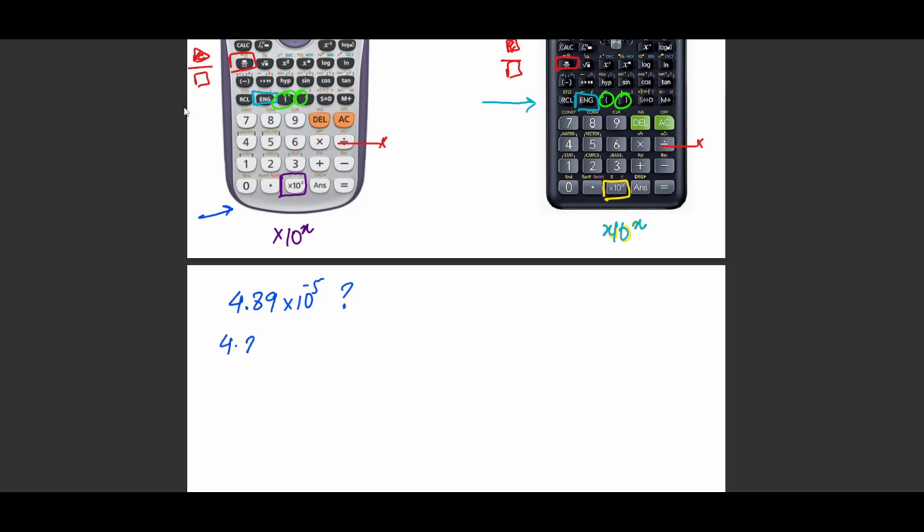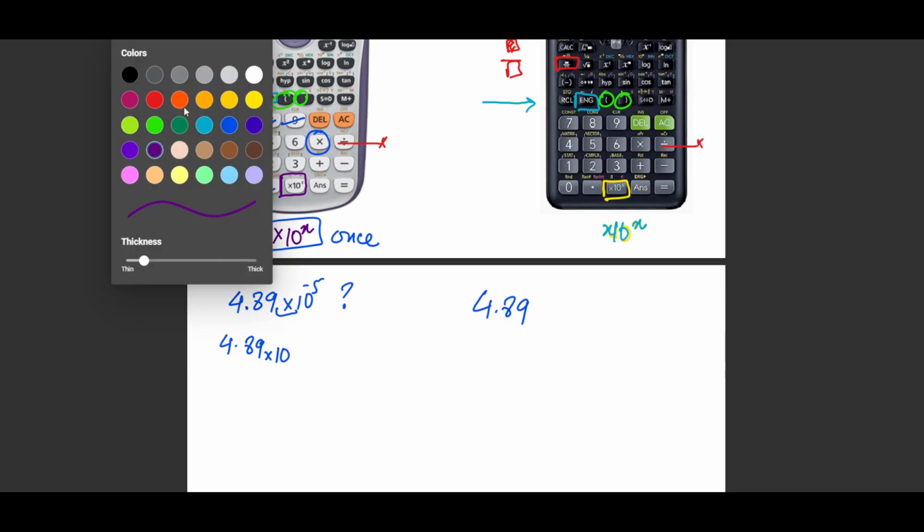Simply first write down 4.89 by pressing 4, decimal, 8 and 9. On screen, you will see 4.89, right? Then, don't add the multiplication sign. You don't have to do that for this one. Just press this button of X10X only once. You will see a very small 10 written on your calculator. Again, you don't have to go into the power mode for this button. That is why this button exists. It's going to make your life easier.